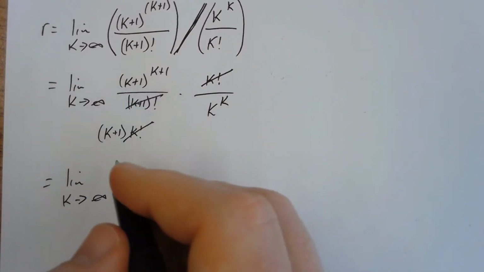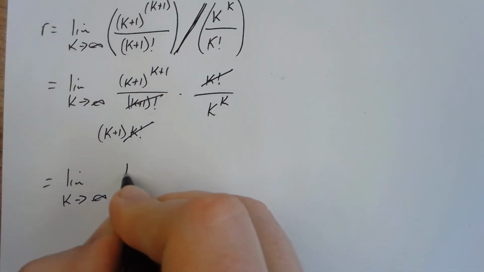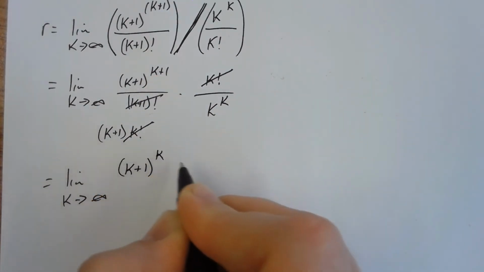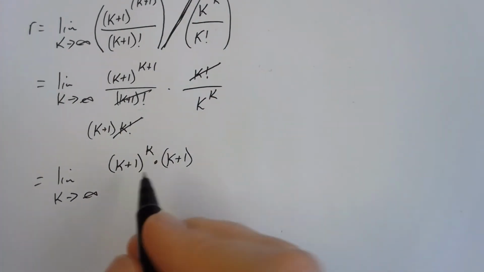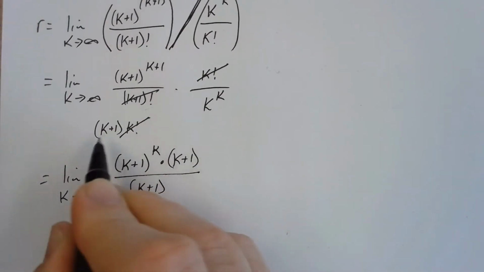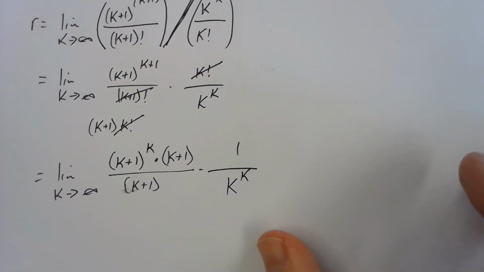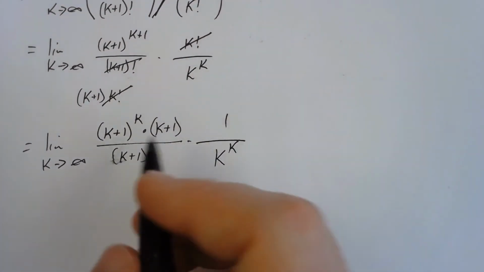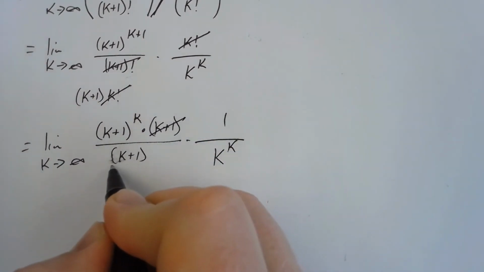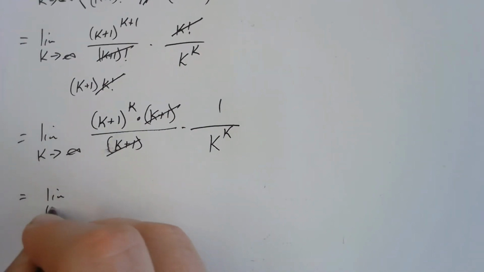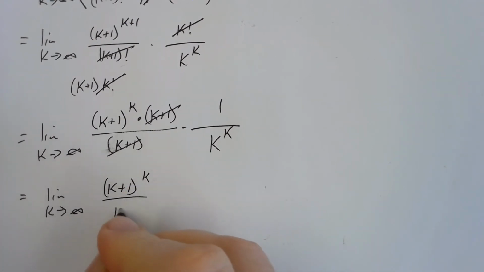But what I can do is the same thing I did with the last problem and change this k plus 1 to the power of k plus 1 into k plus 1 to the power of k times a k plus 1. Again, that's the part that's to the power of 1. This is still divided by k plus 1 from the factorial stuff, and this is still multiplied by 1 over k to the power of k. Well, hopefully those things will help us cancel some stuff out. And sure enough, this will cancel out with this, and I'm left with the limit as k goes to infinity of k plus 1 to the power of k divided by k to the power of k.